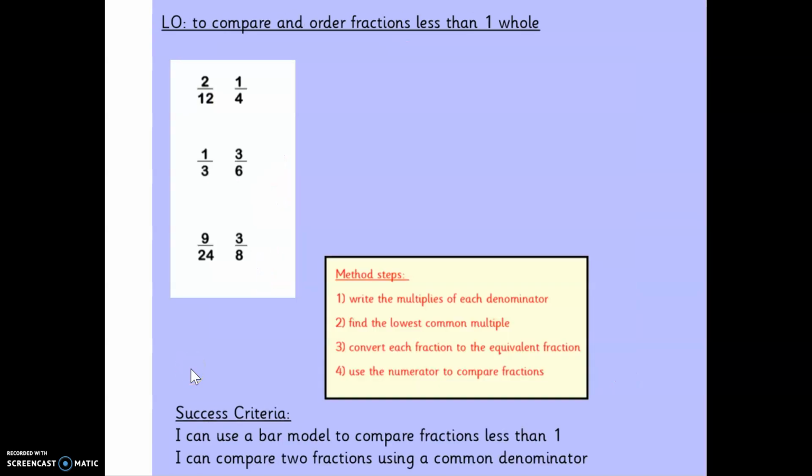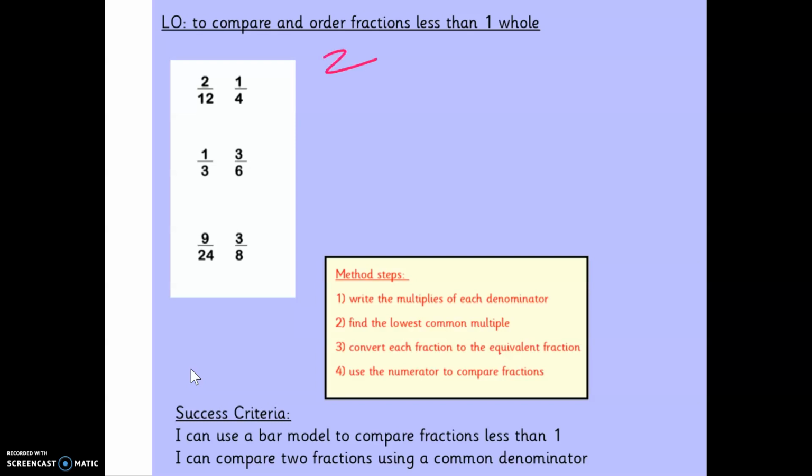Okay, so I'm sure you'll agree with me, using the bar models is great. They're very visual, but if you don't draw the bar models correctly, you can't compare the fractions. So what I'm going to do now is show you a method where we change all the fractions into equivalent fractions so they have the same denominator, so we can order and compare them.